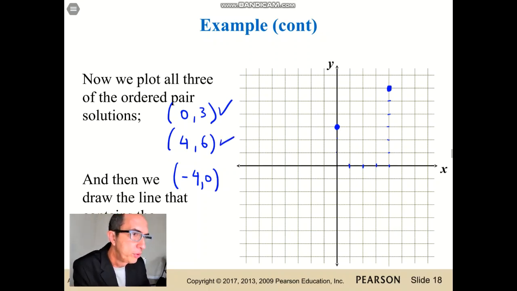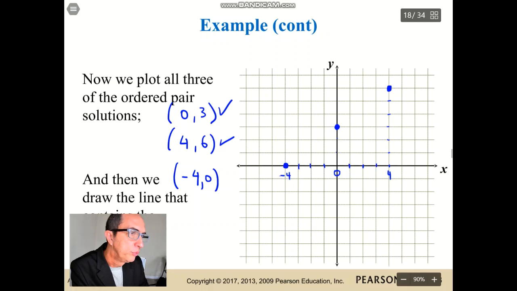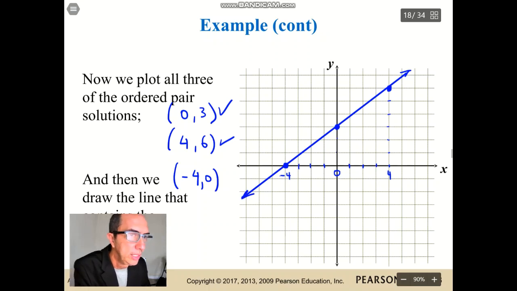Okay, now -4 and 0. So move 1, 2, 3, 4 to the left. This is -4 here, and then 0, not moving neither up or down. And we have 3 points. They are nicely aligned. And we can connect these 3 points with a line which will be our graphic, the representation of our linear equation.